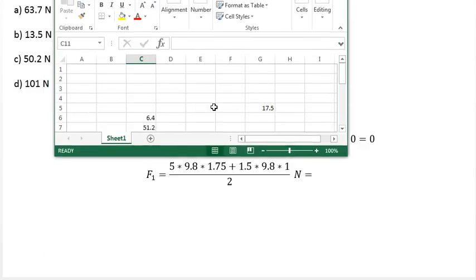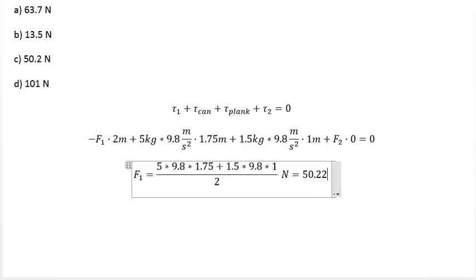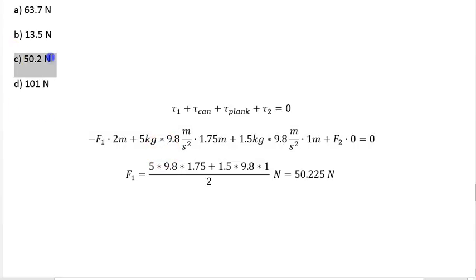Here we go. So 5 times 9.8 times 1.75 plus 1.5 times 9.8 times 1, divided by 2: 50.225 newtons. The answer is right there.